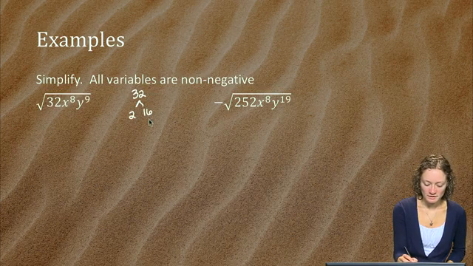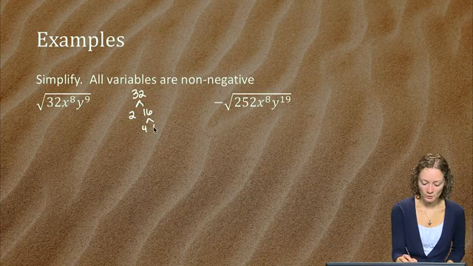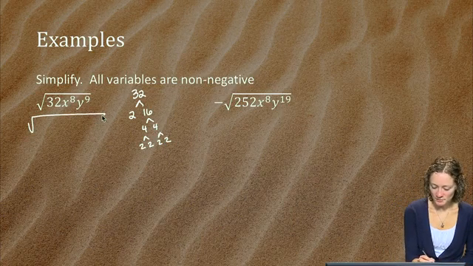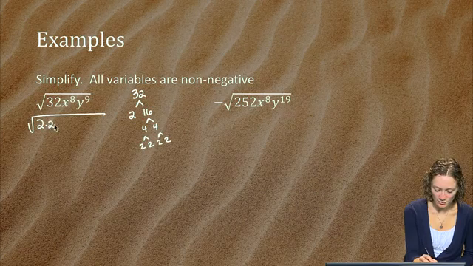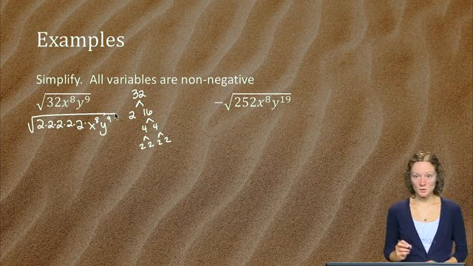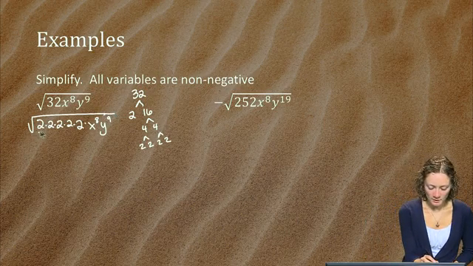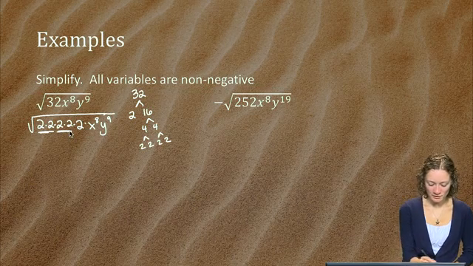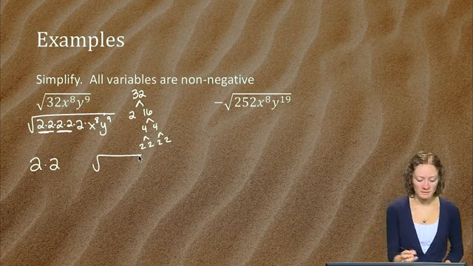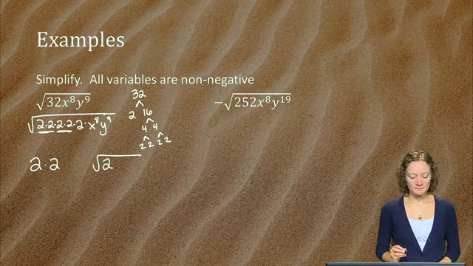Start with 2 and 16. 16 is 4 and 4. Each 4 is 2 and 2. So underneath we have 1, 2, 3, 4, 5 2's. And then x to the 8th, y to the 9th. So we're looking for pairs. We have a pair of 2's and another pair of 2's. So a 2 and a 2 come out. And I'm going to leave some space so I can deal with the numbers and be done with them. And a 2 is left inside.